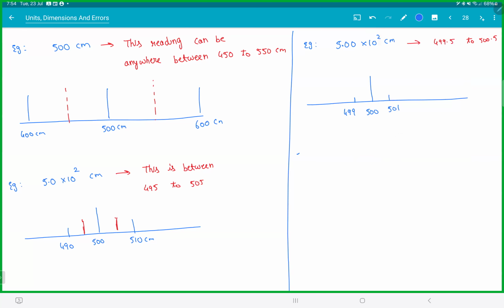If you come and tell me I have an even better scale, then you'll say 5.000 into 10 square centimeters. Means you must be using a pretty good one. Your scale is so good, the next division is actually 500.1. Meaning this reading will have an error anywhere between 499.95 to 500.05.